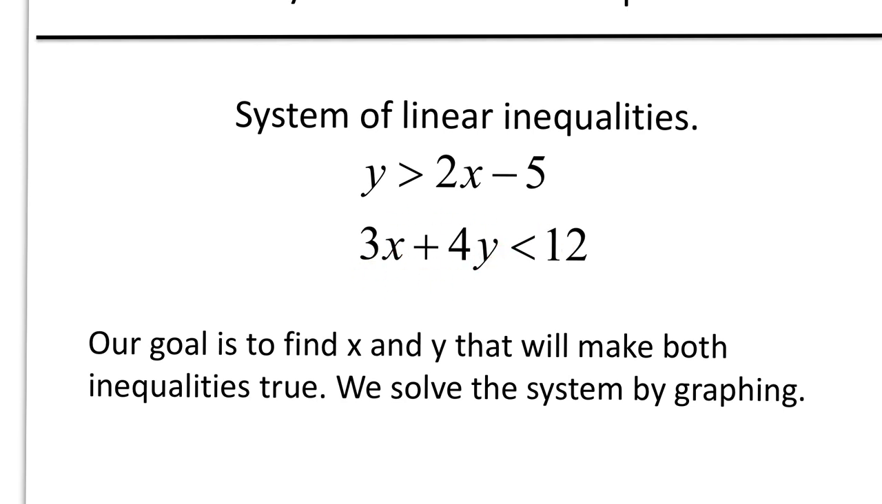Now remember, we do have negative numbers, integers. So x and y can be negative. So that's what we want. We want to find the points that will make the system a true statement for both inequalities, not just one. And we are going to graph.